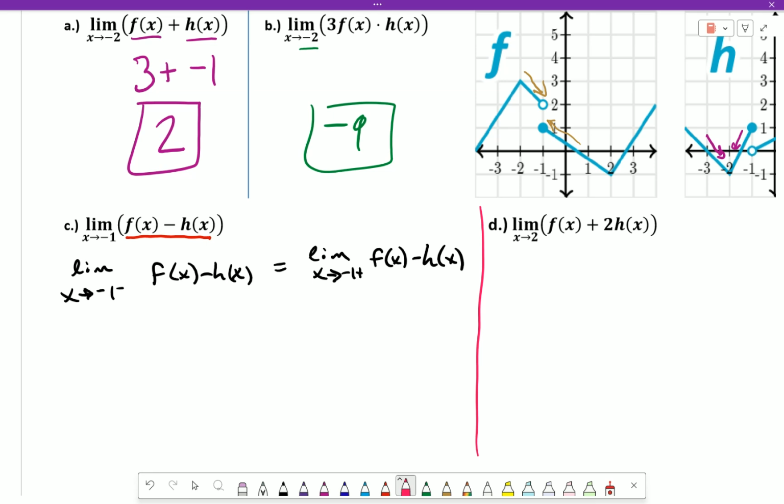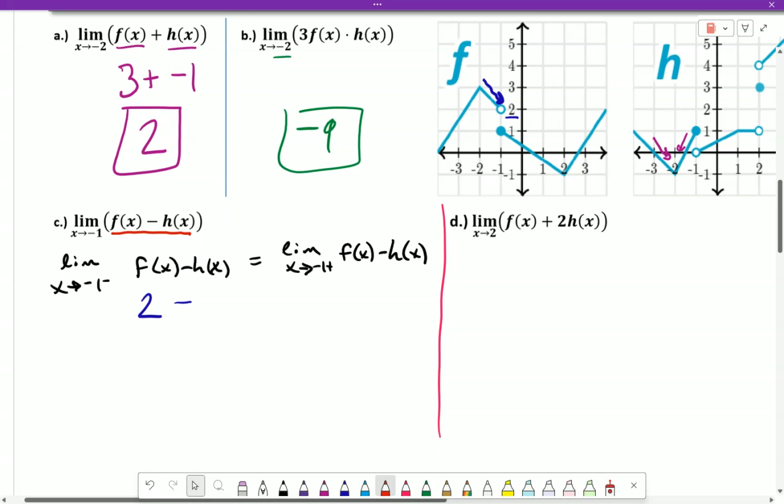Okay, so f from the left of -1. So we're only looking at the left-hand side. As I go from the left-hand side of -1, what is my limit from the left-hand side of -1? 2. I'm approaching a y value of 2 from the left-hand side. Minus h from the left-hand side of -1. I get 1. 2 minus 1 is 1. We looked at the limit of f from the left and h from the left, and then put that together.